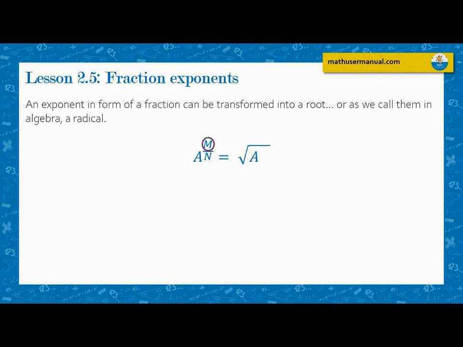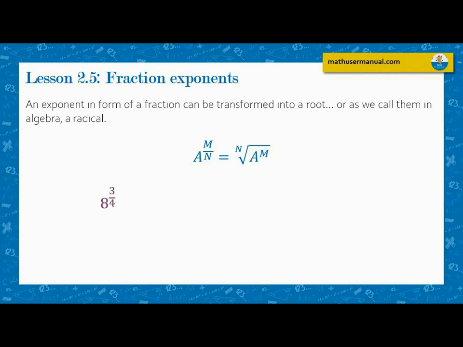The numerator of the fraction in the exponent is the exponent of the a inside of the radical. And the denominator of the fraction in the exponent becomes the index of the radical. And this is how we can turn an exponent in form of a fraction into a radical. Or vice versa, of course, we can also go the other way around. Now let's put this into practice.